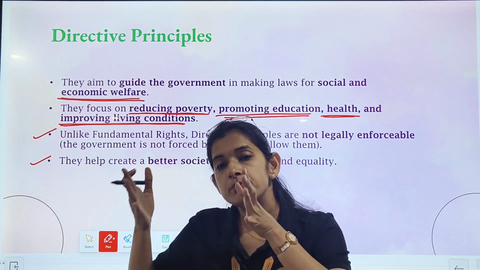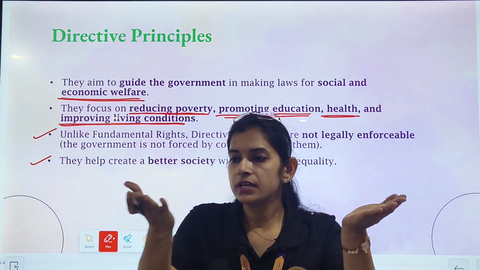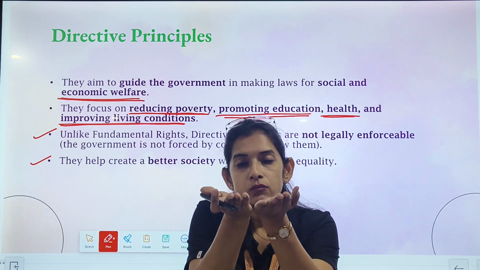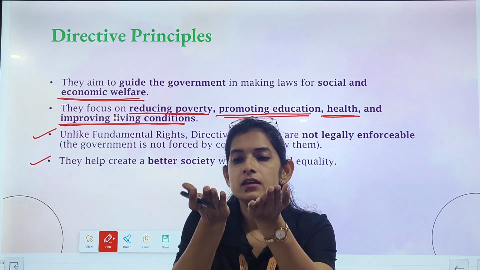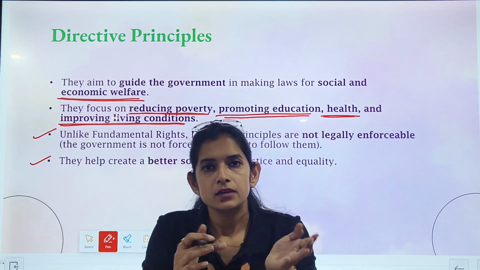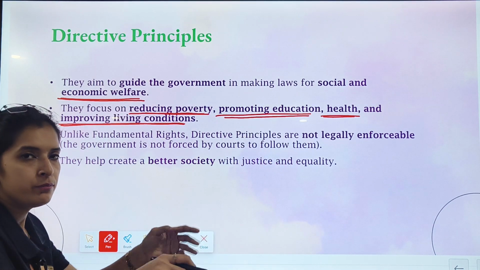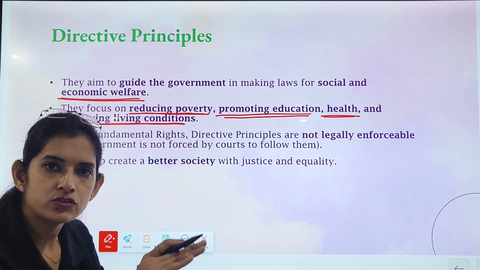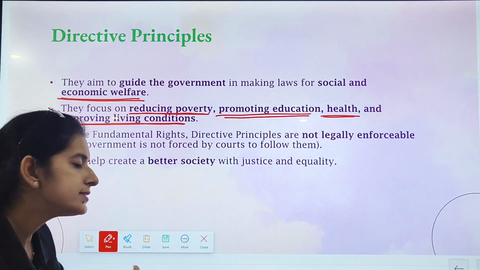If the laws are made according to directive principles, it would promote equality in the society, right? If there is equality, the society would automatically become better, right? Because each and every individual would be equal. There won't be any sort of differences. There won't be any sort of disparities. Clear?